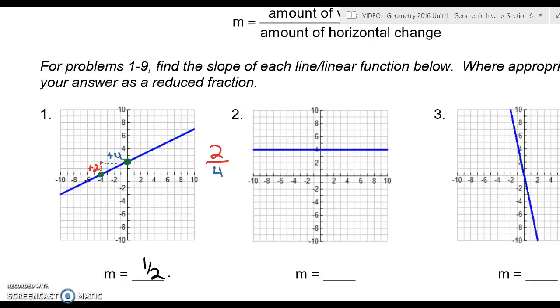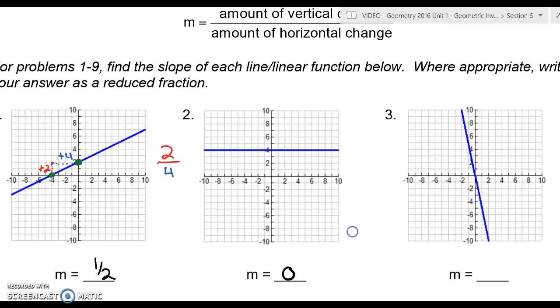And number 2, we already looked at that in the warm-up. We know that a horizontal line will have a 0 slope. Again, number 3, I'm going to pick two convenient points. So I'm going to pick 0, 0, which is a nice point. And this looks like a good point here at 1, negative 5.